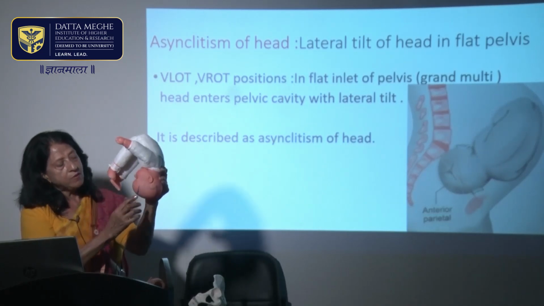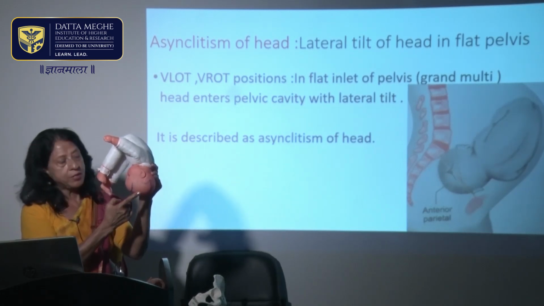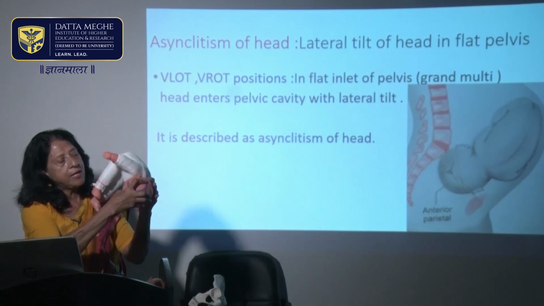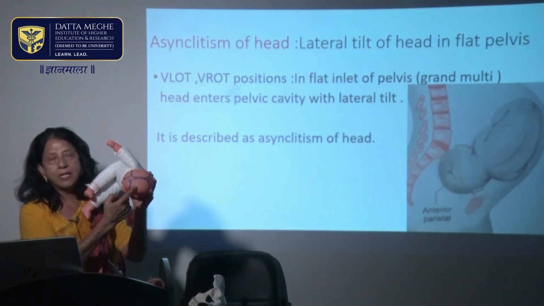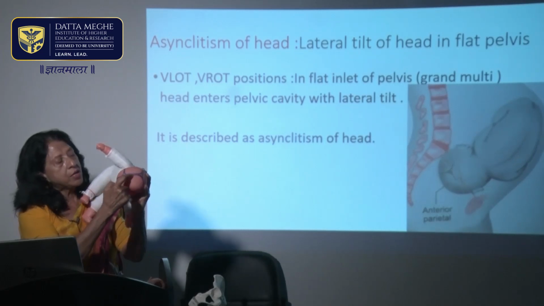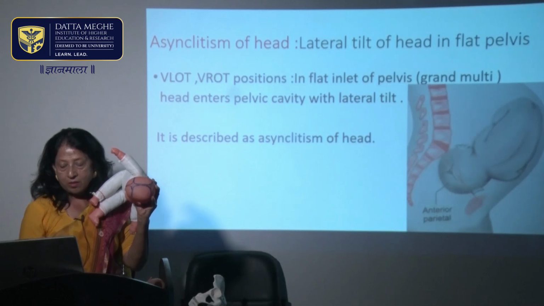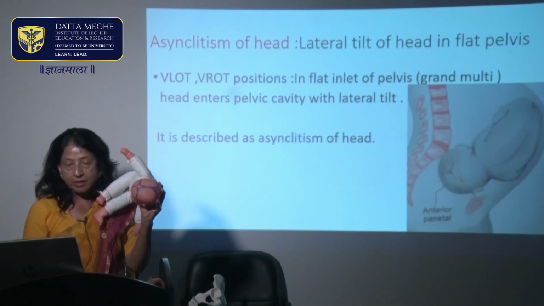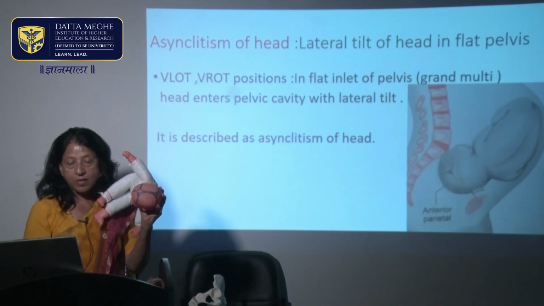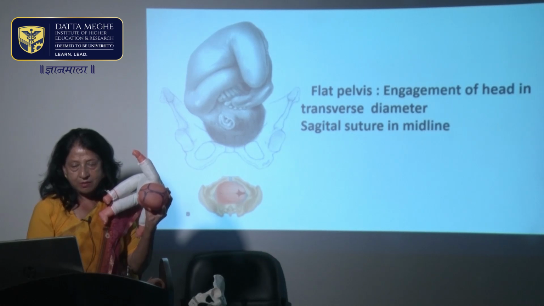The sagittal suture will go posteriorly and it will become anterior parietal presentation. If it is tilted like this, the posterior parietal bone will be seen and the sagittal suture will go anteriorly. So, like this, there is lateral tilt of the head, that is known as asynclitism. It is seen in the flat pelvis.